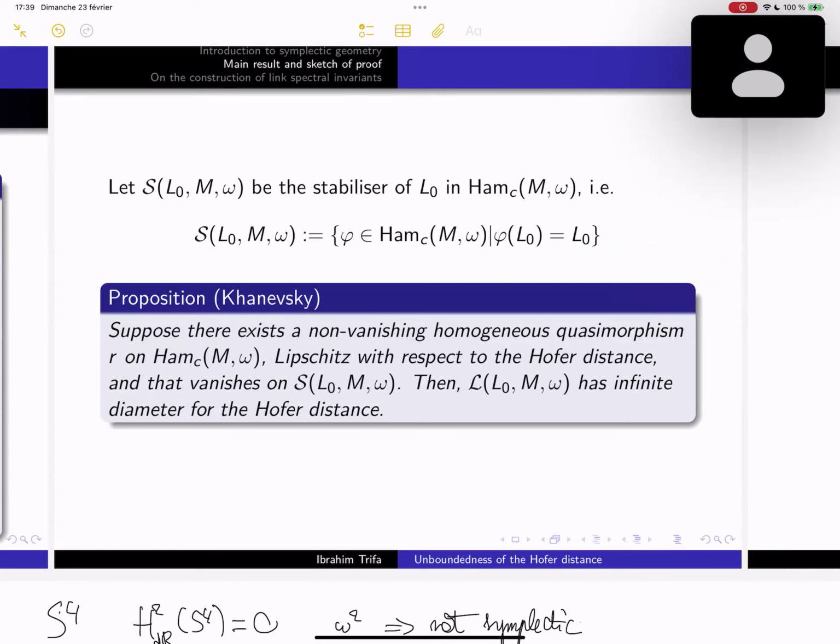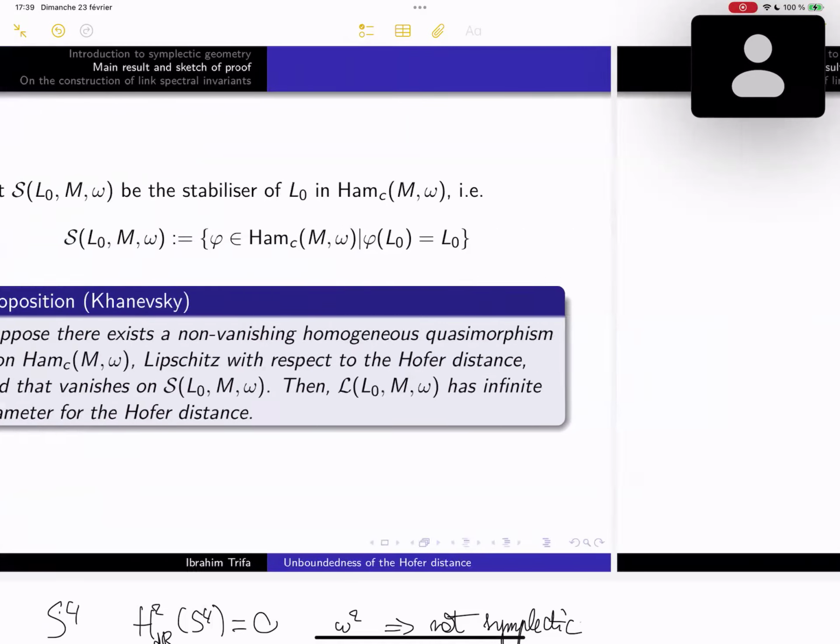And so suppose you have a non-vanishing homogeneous quasimorphism R on the group of compactly supported Hamiltonian diffeomorphisms of M that is also Lipschitz with respect to the Hofer distance and that vanishes on the stabilizer of L0. Then this implies that the set of isotopies of L0 has infinite diameter for the Hofer distance. So I will prove this proposition now.